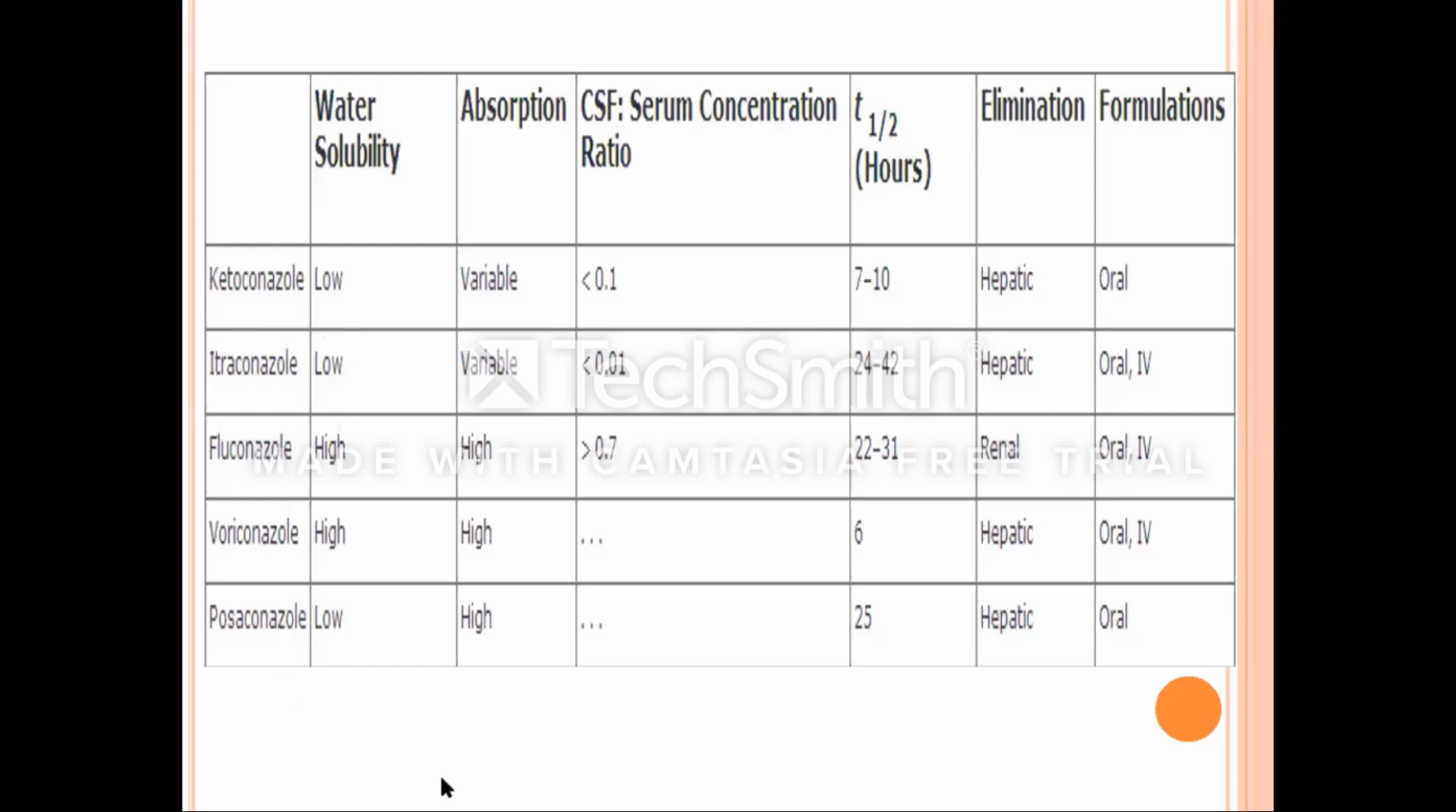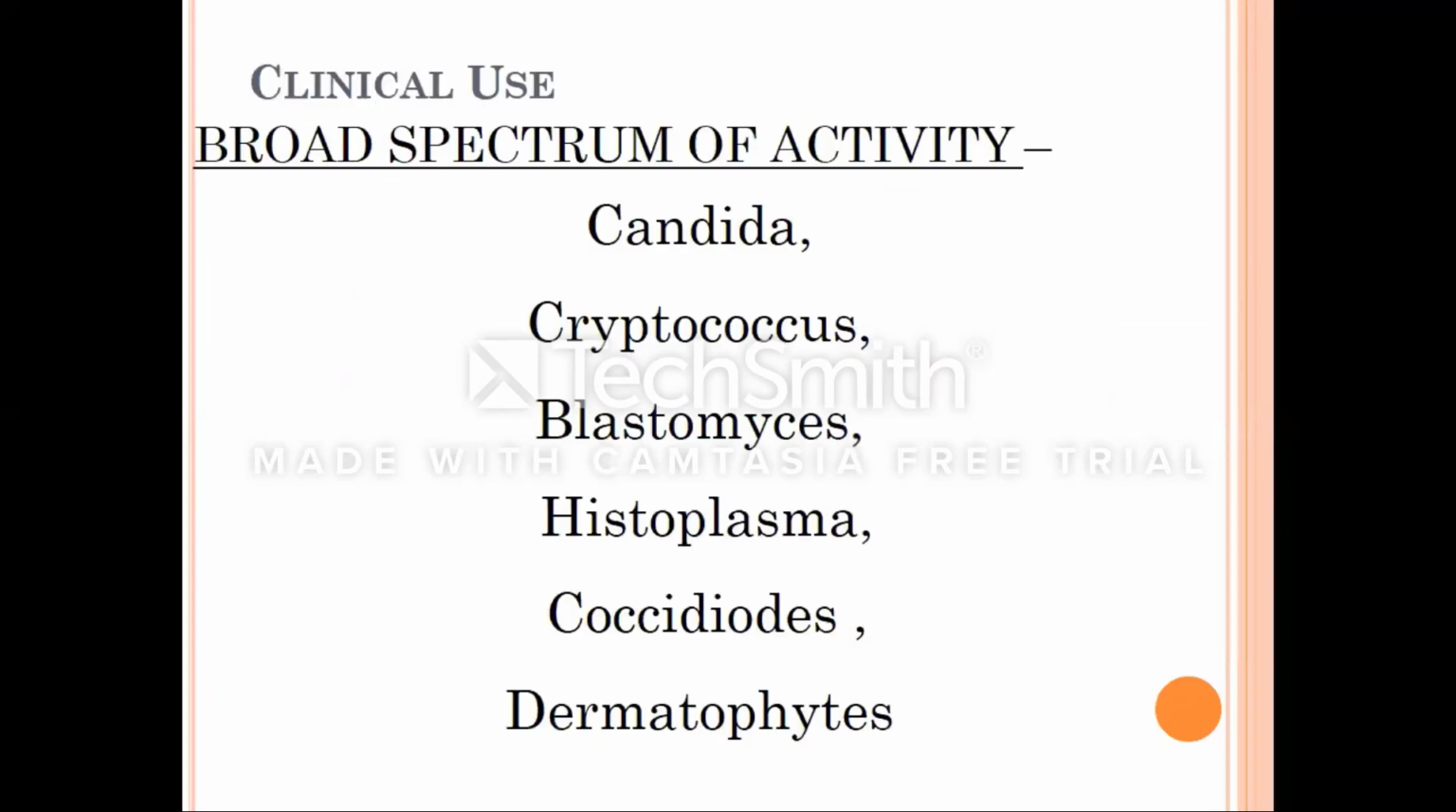I have already discussed with you various important pharmacokinetics of these drugs. If you remember, and if you revise, itraconazole has the longest half-life, 24 to 42 hours. Fluconazole is the only drug which gets excreted through the renal route, whereas all other drugs are excreted through the hepatic route. And fluconazole can show a very high CSF concentration, and therefore it can be used for treatment of certain fungal infections which are associated with CSF.